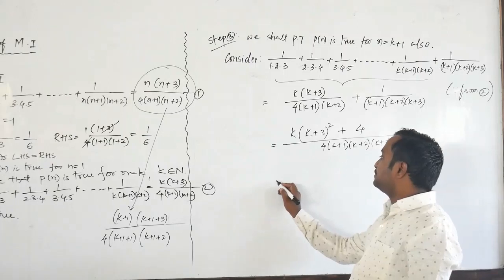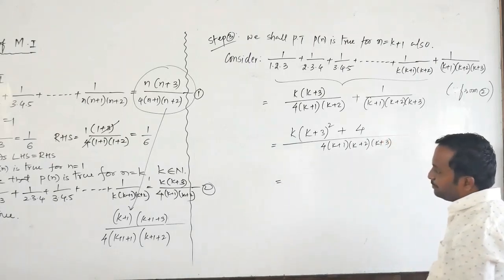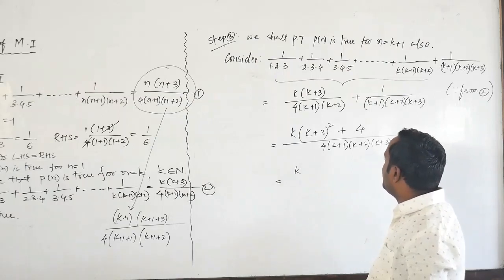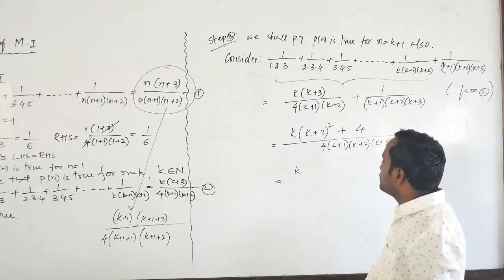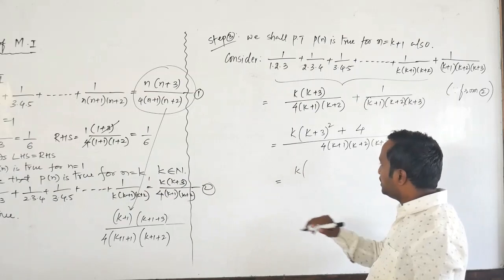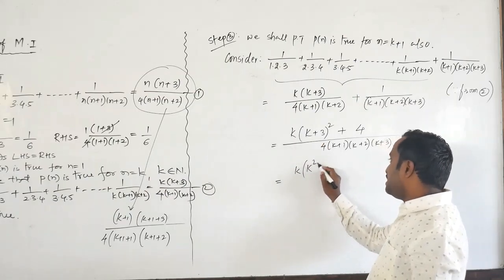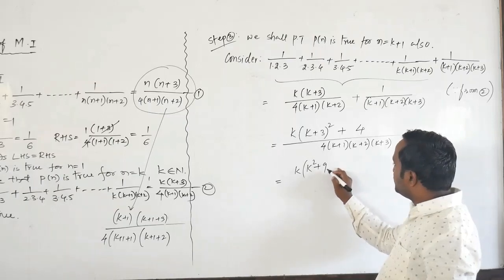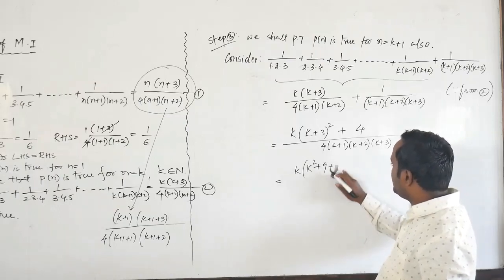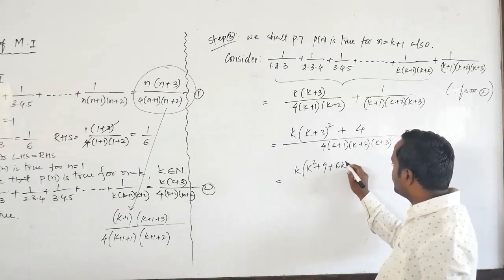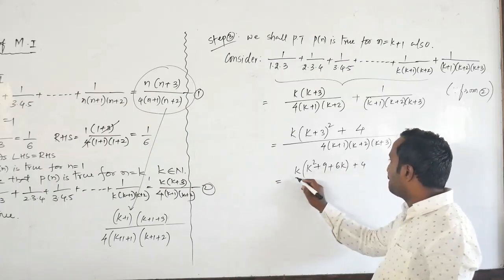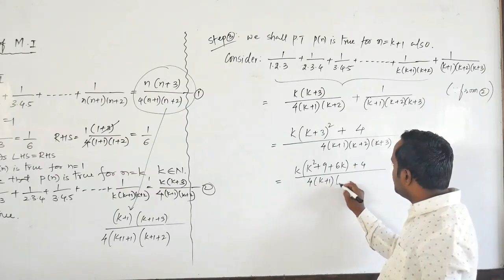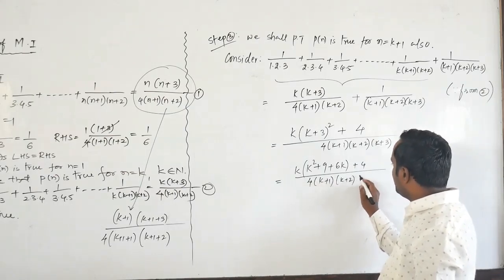So now, simplified, for simplification k. It will take a little time, this problem. A plus B whole square, A plus B whole square, k square plus 9 plus 2 into 3 6, plus 4 by 4 into k plus 1 into k plus 2 into k plus 3.